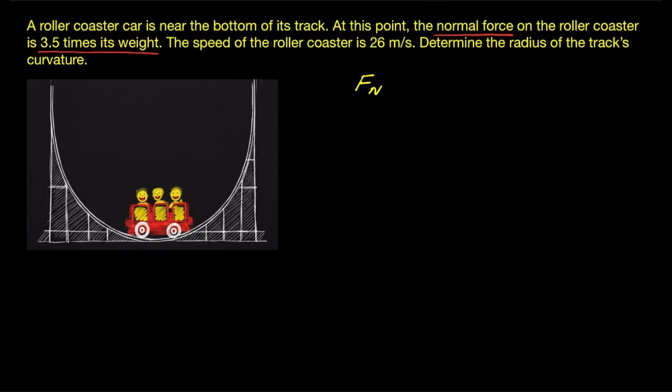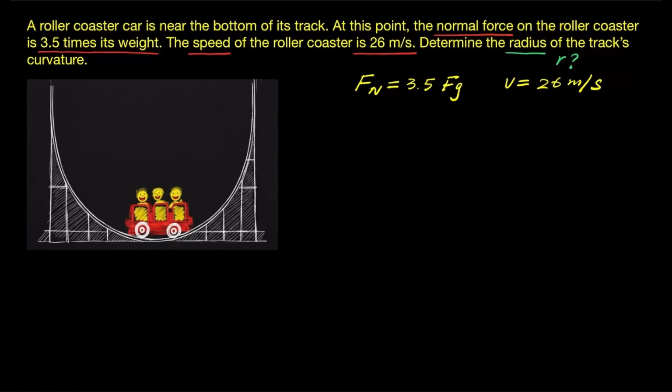Okay, so the weight is the gravitational force, Fg. So we have Fn is 3.5 times Fg. We are also given the speed is 26 meters per second. So we have v is 26 meters per second. We need to find the radius of the track. So what is the radius of the track?